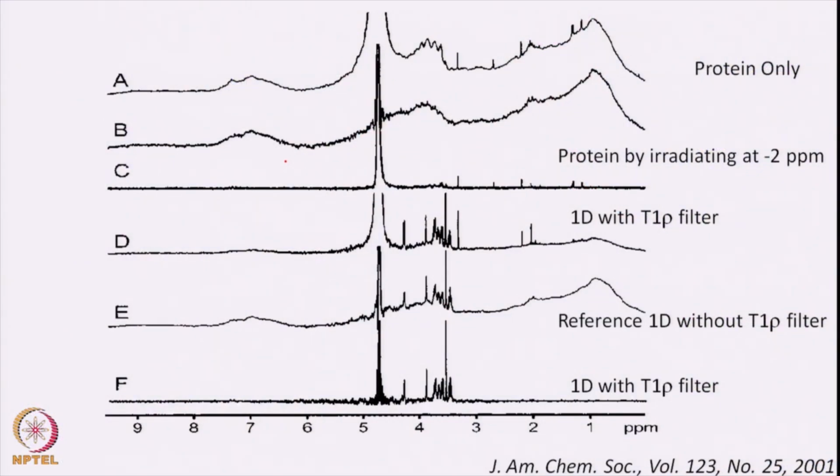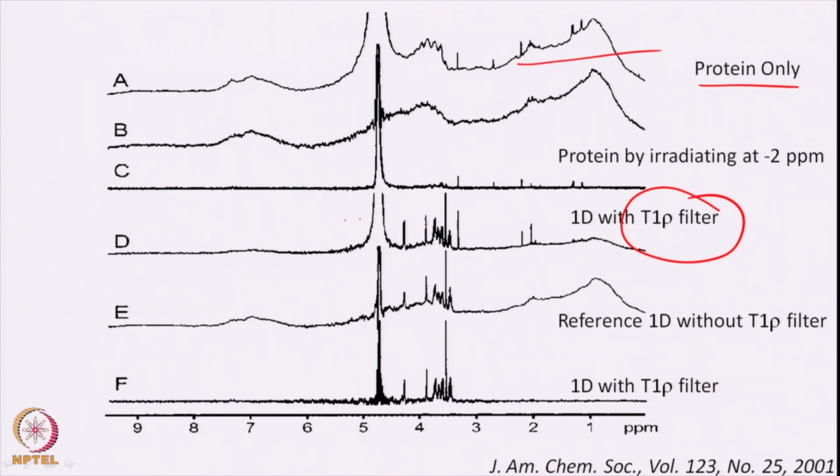So, one example here. If we take a protein, because the protein is huge, and take just a 1D of the protein, we get a broad signal. Now, suppose you take a protein and irradiate at -2 ppm. At -2 ppm, some protein signal will come, something highly shielded that is shifted off field. If you look at this, all the protein signal is gone, which means -2 ppm is the right frequency for saturation. Now, you do a 1D with a T1rho filter. As I discussed, I do not want to go into detail, but a T1rho filter essentially removes all the protein signal.